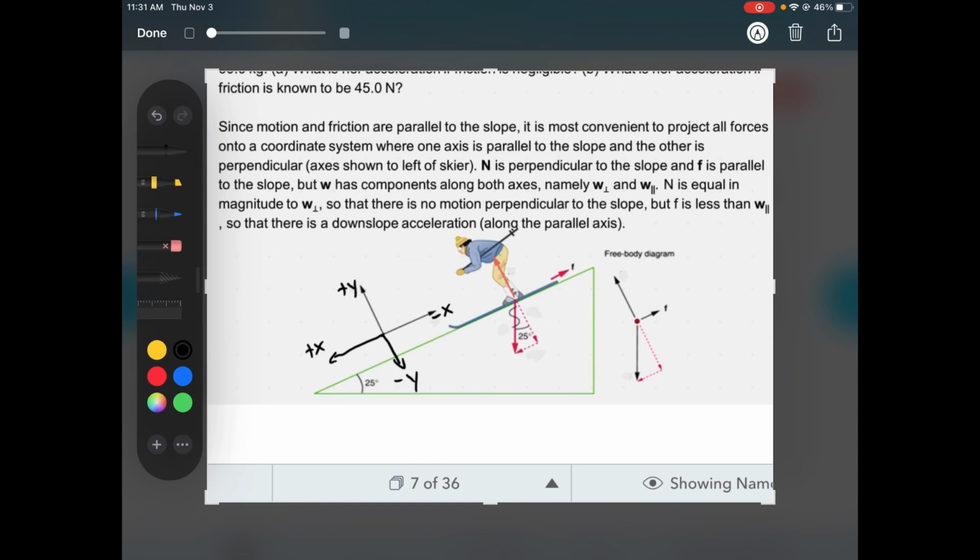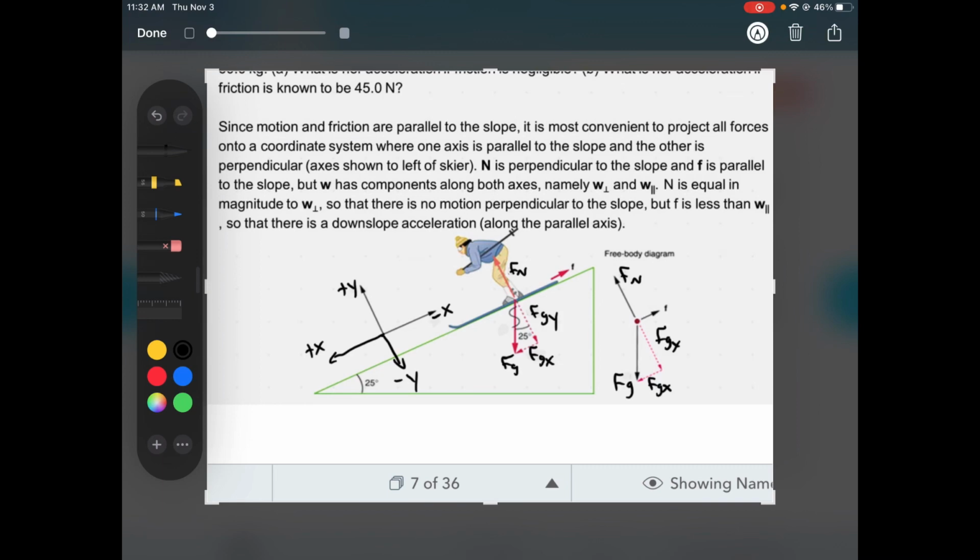So we also have, of course, our normal force. The weight we use Fg for. This is our Fg in the x direction, and this is Fg in the y direction. So labeling those in the free body diagram. There we go.